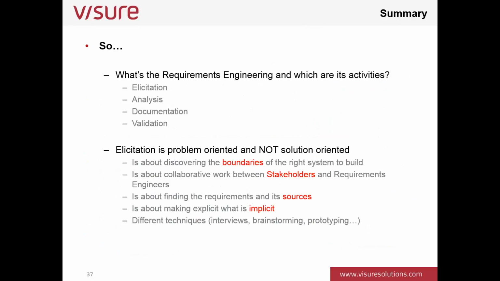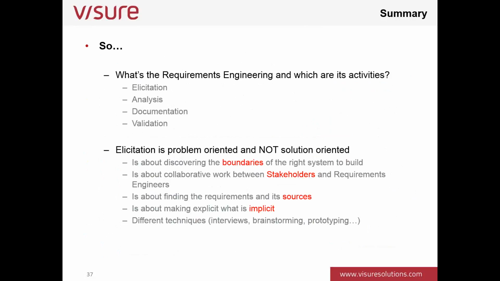Okay. We have to discover exactly what the system is going to do, what is going to be outside of the system, and the right system. Okay, this is really important. It's about collaborative work between stakeholders and requirements engineers. Okay, we have defined the stakeholder: everything that has something to say about the system, that has something to gain or to lose by the system's success or failure.